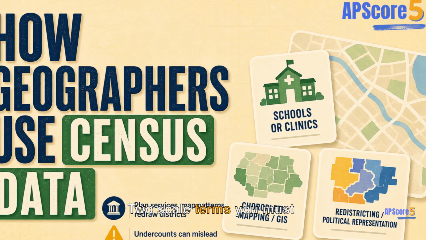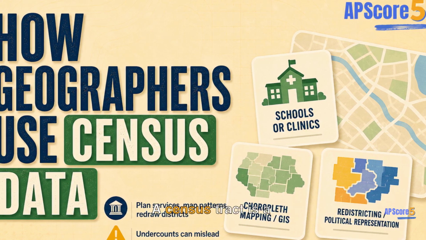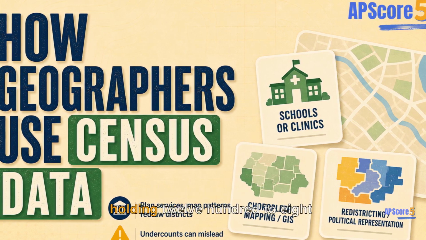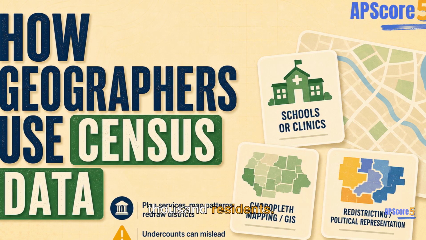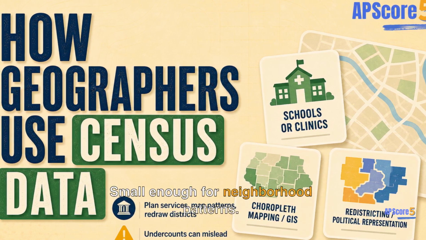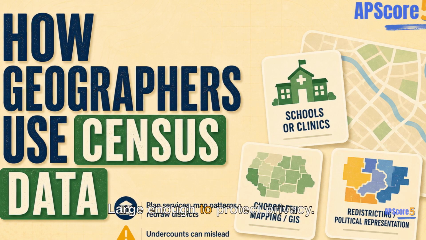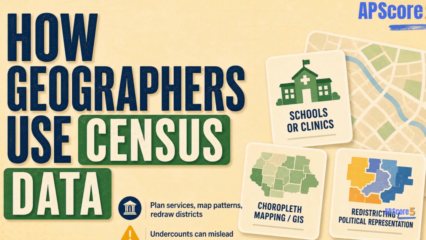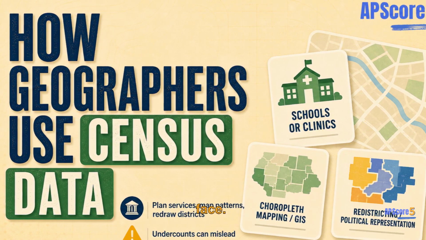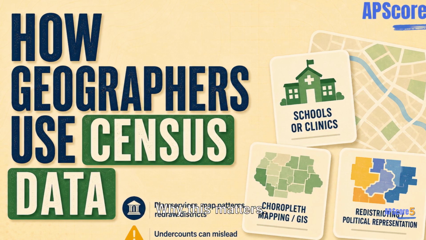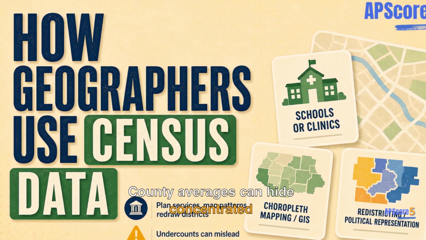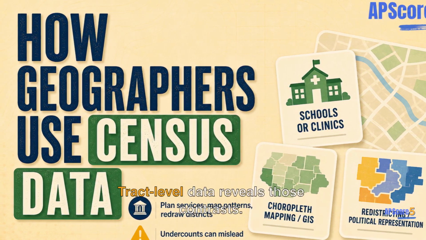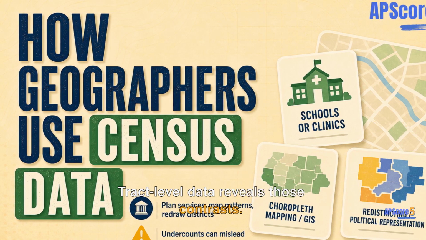2 scale terms you must know. A census tract is a small statistical area inside counties, holding 1,200 to 8,000 residents. Small enough for neighborhood patterns, large enough to protect privacy. A census block is even smaller, often a single city block face. Why this matters? County averages can hide concentrated poverty along industrial corridors. Tract-level data reveals those contrasts.